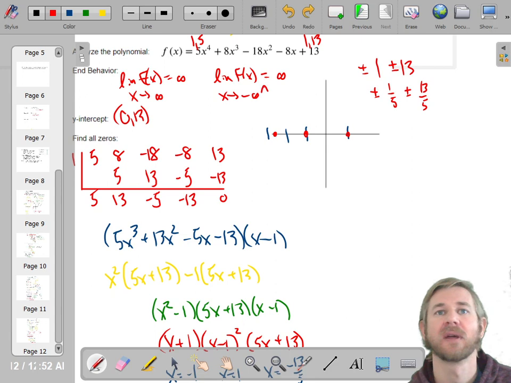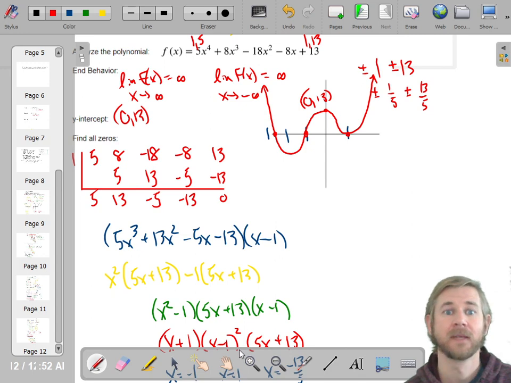I'm going to do it again. I can do better. Pass through, that's better. Bounce. And I'll put this is at 0, 13. Okay, we did it. That's everything you need to be able to do.